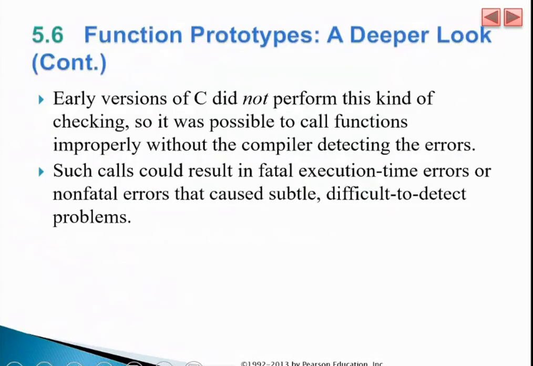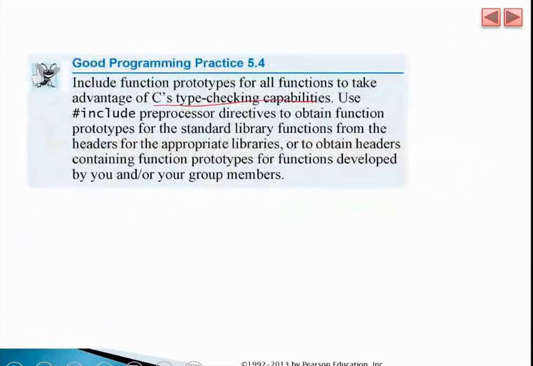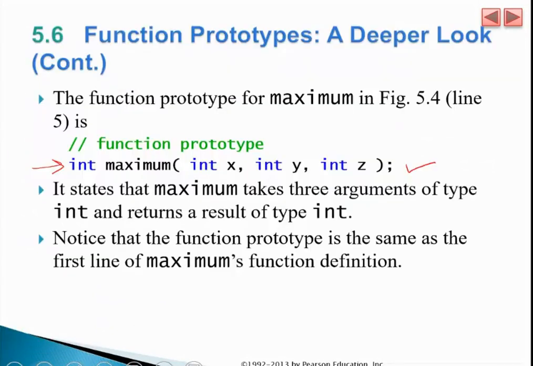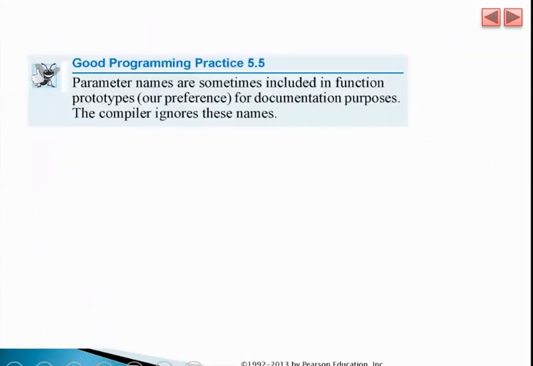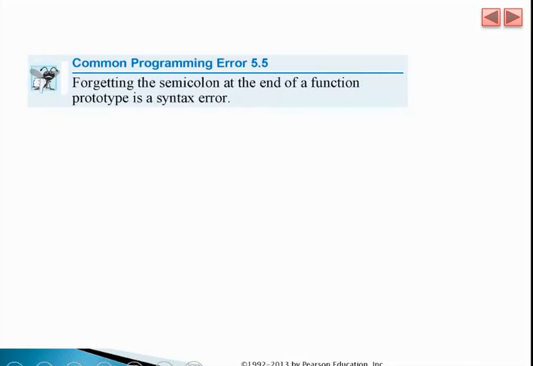The type should be matched, right? So therefore prototyping is important. And there is one more good practice: parameter names are sometimes included in the function prototype for documentation purposes. If you write int x, y, and z there, it will also help you in documentation. The compiler has nothing to do with these names. It will not give you an error.